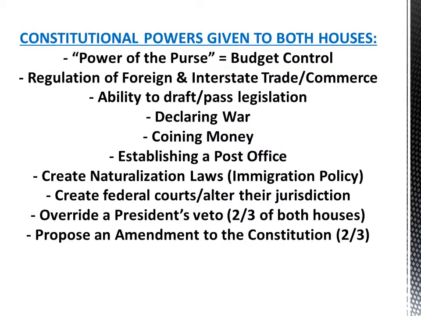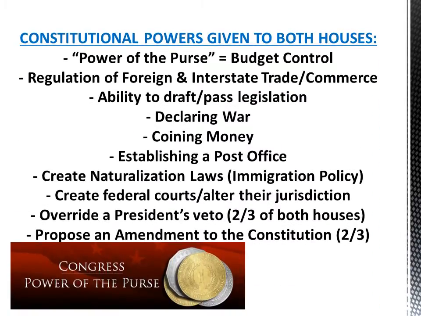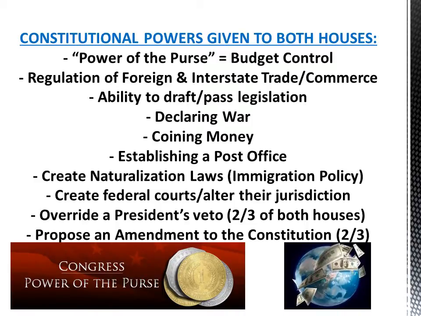There are, of course, many powers that both houses of Congress share together. Some of those include the power of the purse, which gives Congress the final discretionary control of the budget, the regulation of all foreign and interstate trade, of course the ability to draft and pass laws, amongst many other powers including the ability to declare war, set immigration policy, and the ability to override a presidential veto with a 2/3 vote in both houses.